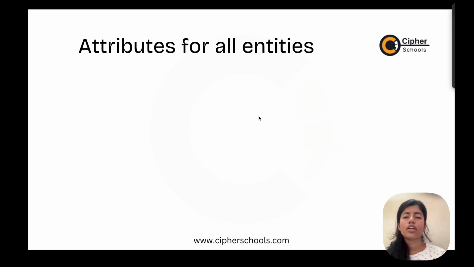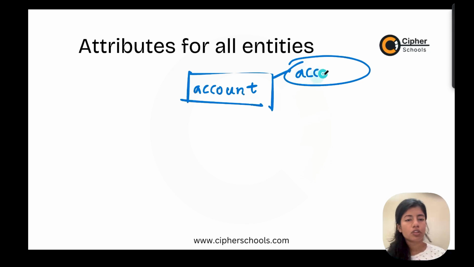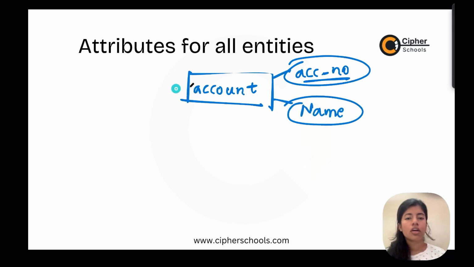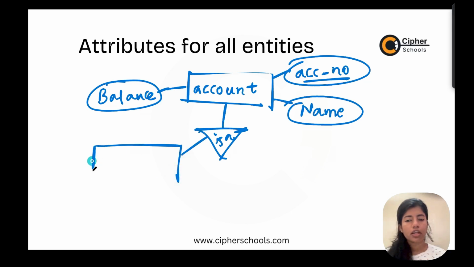So let us draw and analyze how it looks. Our general entity will be account, right? And let us write its attributes, some account number. It is a primary key, so I've underlined it. Then some account holder's name will be there. After name, some balance. So these are common, like both of them have. So I've written them in the general entity. Now, let us have an is a relationship. We have discussed this in specialization, right? So I'm writing it, and I'm having like account is a savings account.